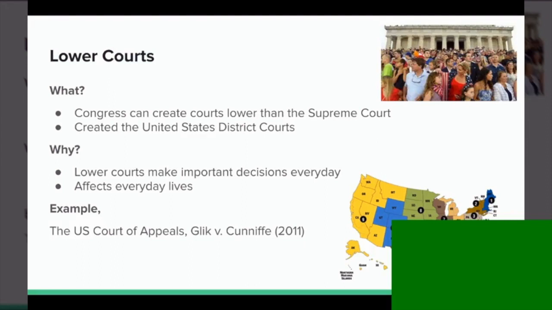The U.S. Court of Appeals is a court that the Congress made. An important example would be Gill v. Comfy, which gives us the right to film police officers without punishment.